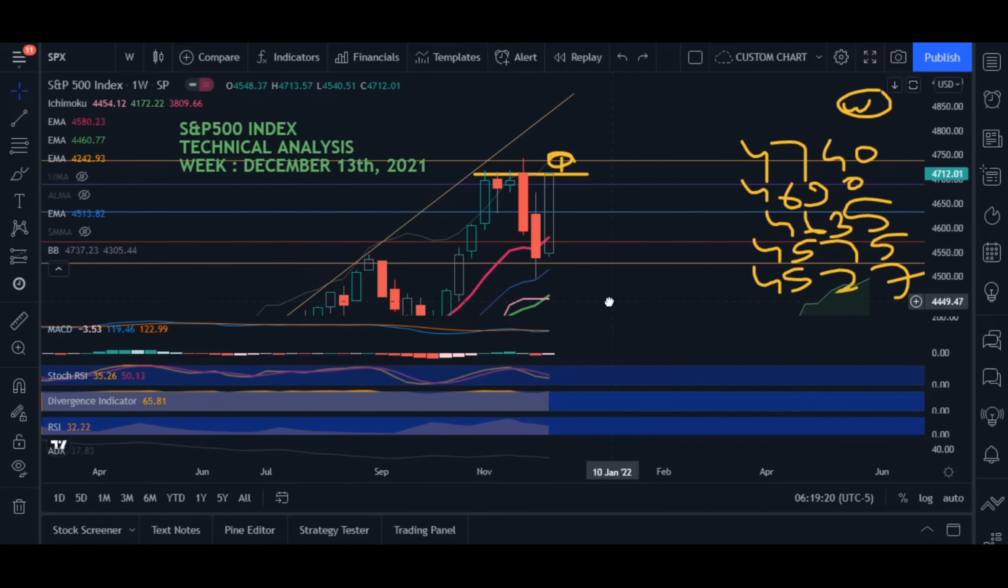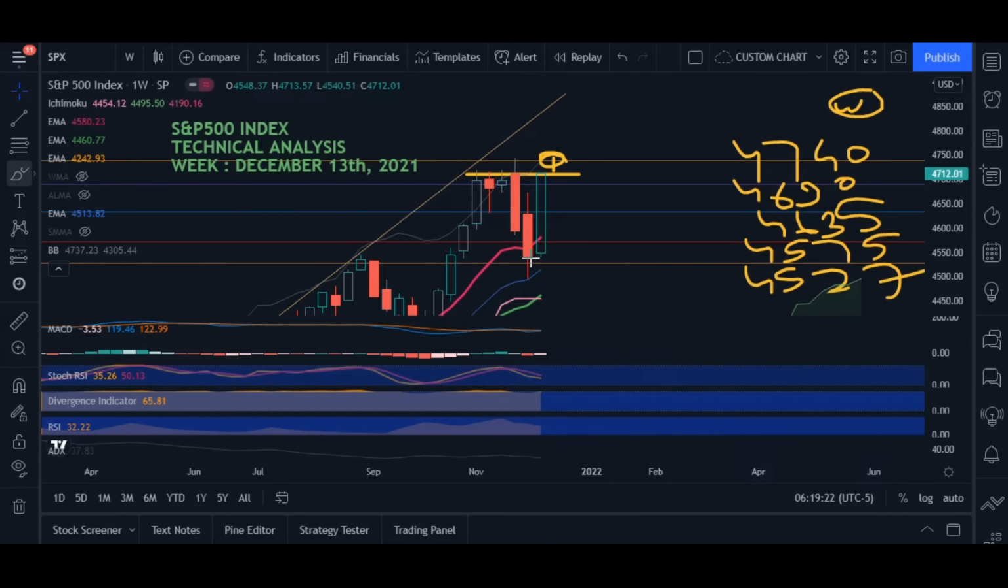Now we look into other technical indicators here on the weekly chart. First we have the MACD. MACD is now marginally bearish. Last week it was bearish, but now it is marginally bearish. But it is still bearish, it is not bullish. Then stochastic RSI is still bearish, because the K channel is 35 and the signal is 50. So it is still bearish.